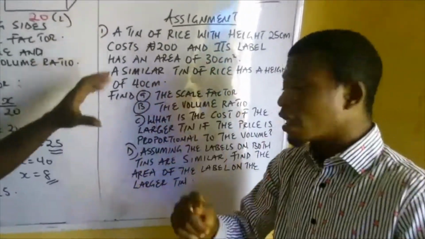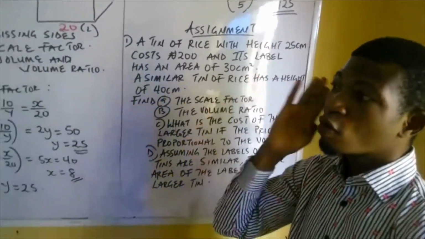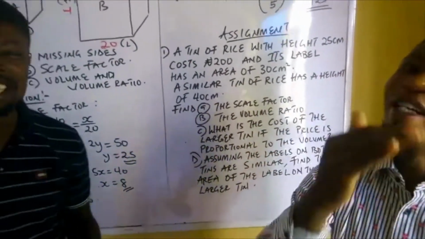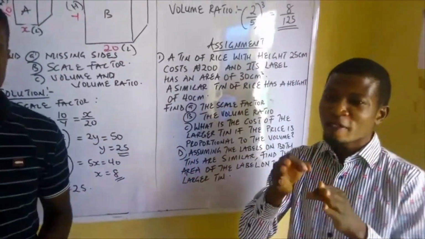Now, you obviously know what that tin will be. I will not tell you. I know you want me to say it. Find out. I hope with this little explanation, you should be able to attempt this question.